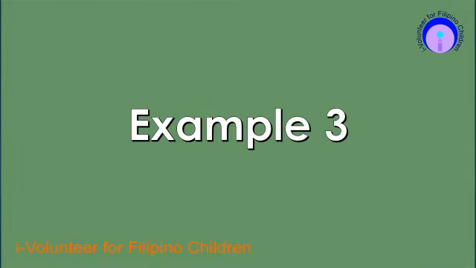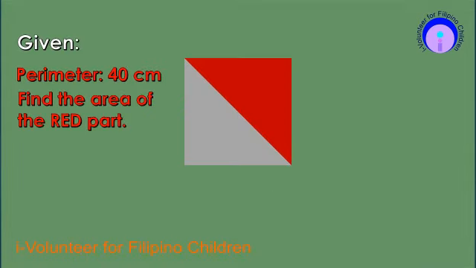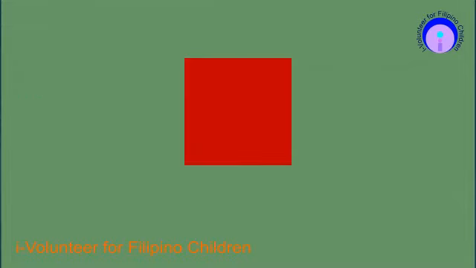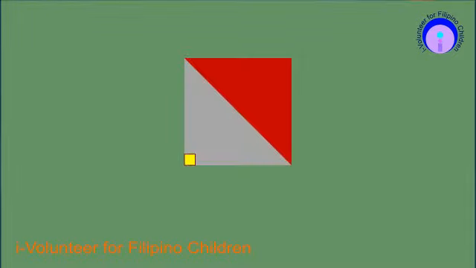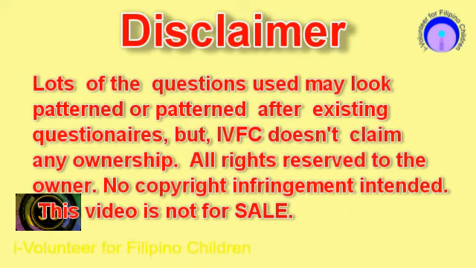Here's another example. The area of this square is 100 square centimeter. 1/2 of the total area is equal to 50 square centimeter.